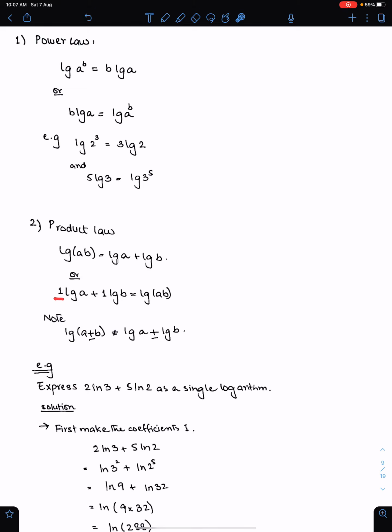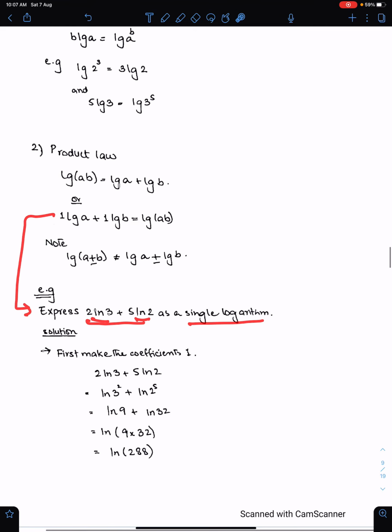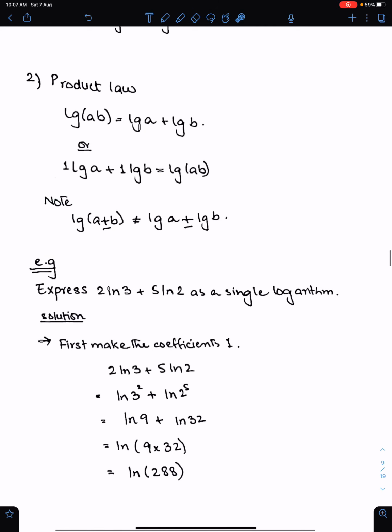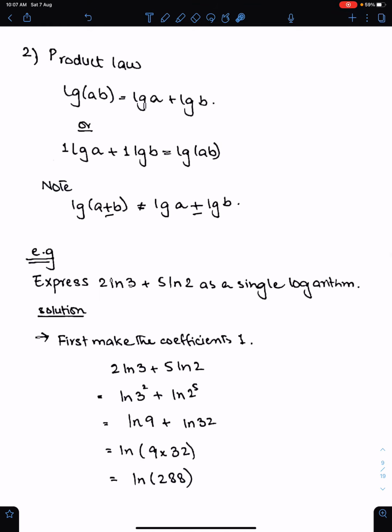Since we have the coefficients 1, we can write these two logs as a single log in this way, log AB. You can understand this with the help of this example. Express 2 ln 3 plus 5 ln 2 as a single log. Well, first make the coefficients of these two logs 1. So according to the power law, you can write this 2 ln 3 as ln 3 square, and this 5 can come here and it will become ln 2 power 5.